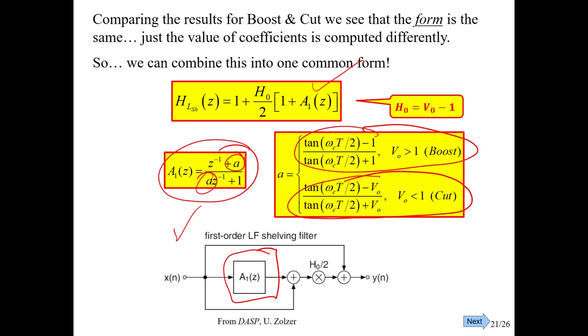Just plugging in one or the other will give us the boost or the cut. We didn't have to have two different forms to implement that flipping of the transfer function. Remember, we wondered, how are we going to end up flipping this transfer function? Well, this is effectively what we're doing here, just in a nice, convenient, clever way.